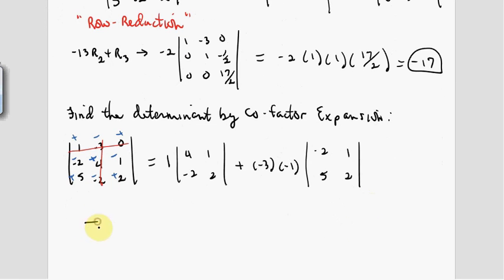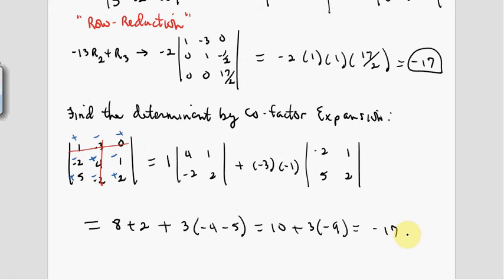And so we solve there. This is 8, 4 minus a -2 is 8 plus 2. And over here, plus 3 times parentheses -4 minus 5. So we get 10 plus 3 times -9. That's -27 plus 10. That's -17.